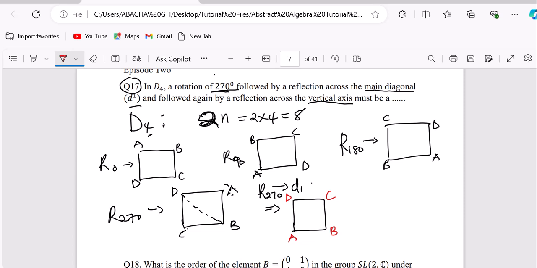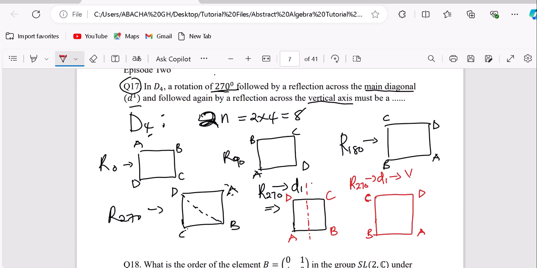Now they are saying that what again? Followed again by a reflection across the vertical axis. So after that we are reflecting this across the vertical axis. So if we do that, R270 going to D1 going to V, that will mean that we will finally have C and B will come here and D and A will come here like this. So we have this finally, and now they are asking us what will we have if we do that.